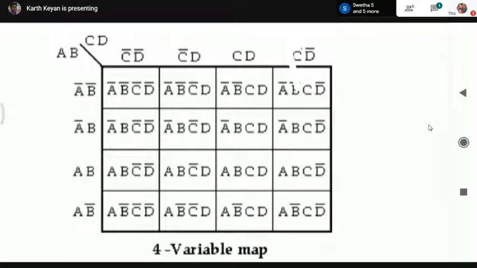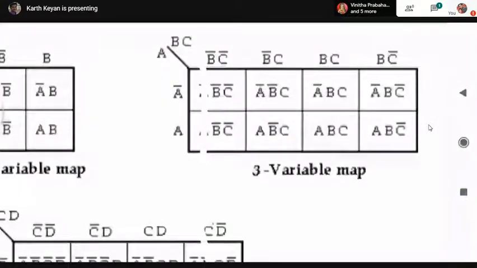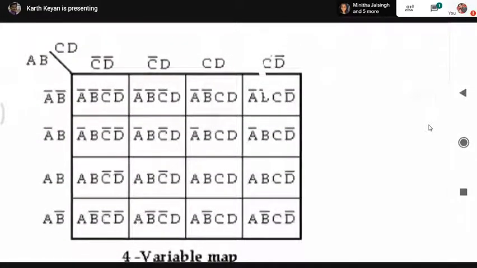So from this, we are going to generate the values. In the last map, the first row has 0, the next cell 1, third cell 3, fourth cell 2. We'll go for the second row: 4, 5, 7, 6. It goes like this. We'll go for the 4 variable. I'm going to give the values directly: if bar is there, you replace it with 0; if bar is not there, you replace it with 1. Then you will get the values from 0 to 4, and you will write the values.